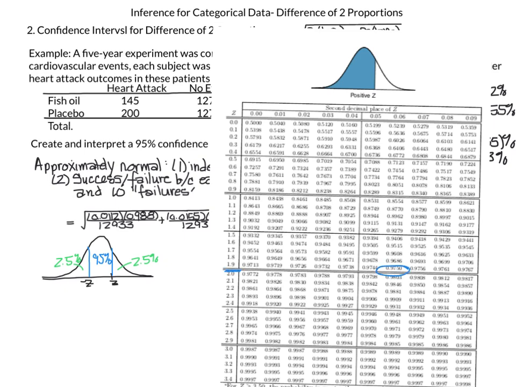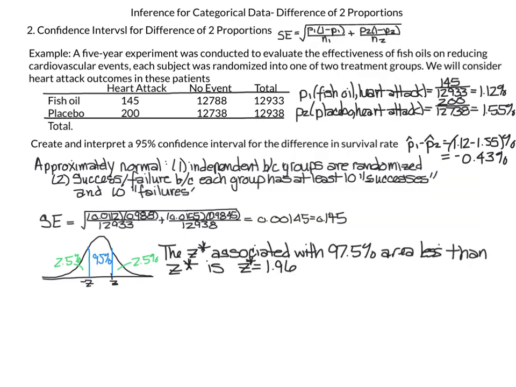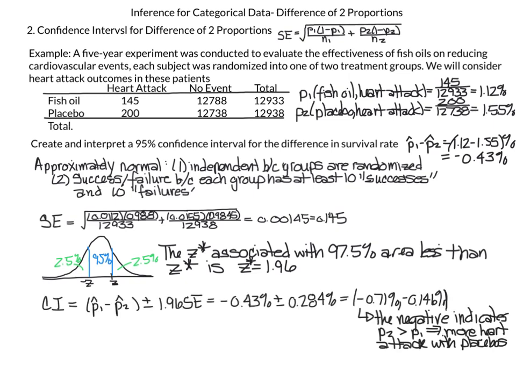So 1.96, which means the z-score associated with the 97.5%, that the area is less than z star, is going to be z star equals 1.96. So now I can compute my confidence interval, which is my p1 hat minus p2 hat plus or minus 1.96 times standard error, which I computed here.